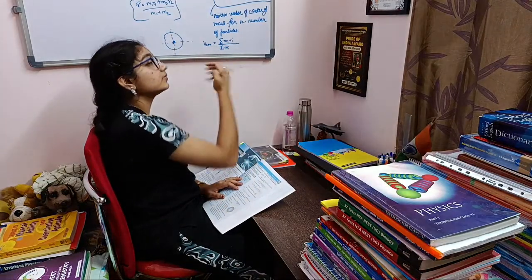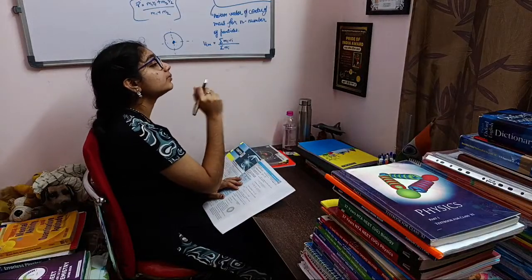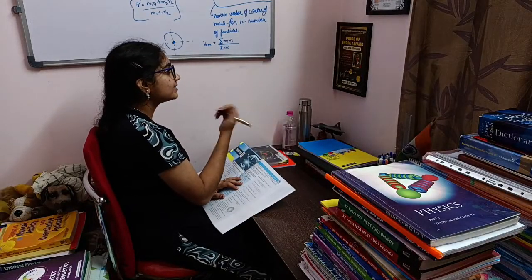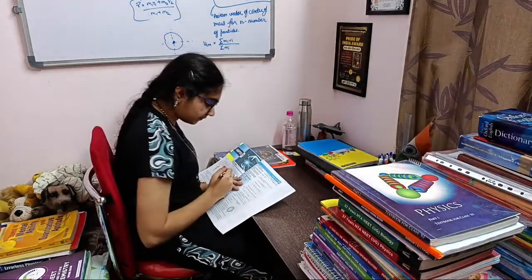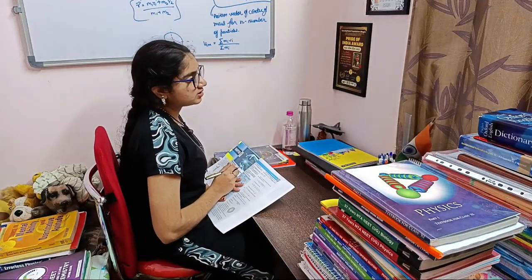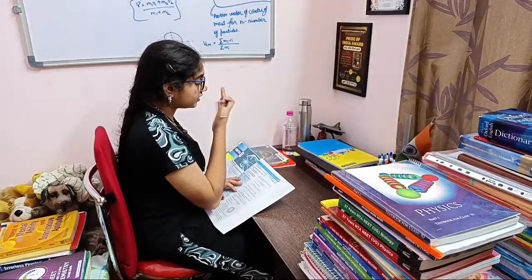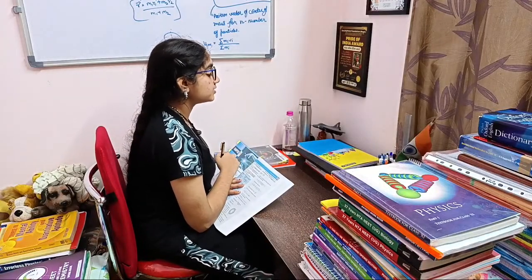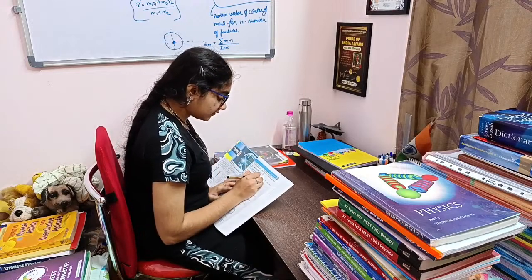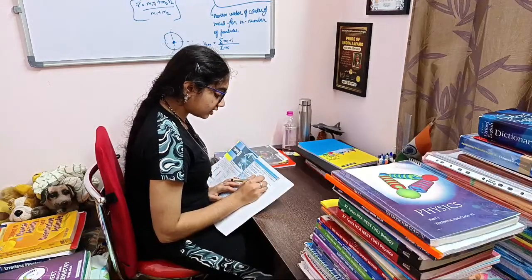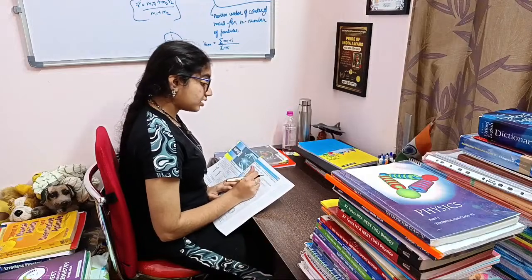Velocity of center of mass will be summation of mi into vi by summation of mi. Acceleration, slight change, v. Yeah, that's it with the acceleration of mass. Also acceleration of center of mass: summation of mi into ai by summation of mi. That's it.